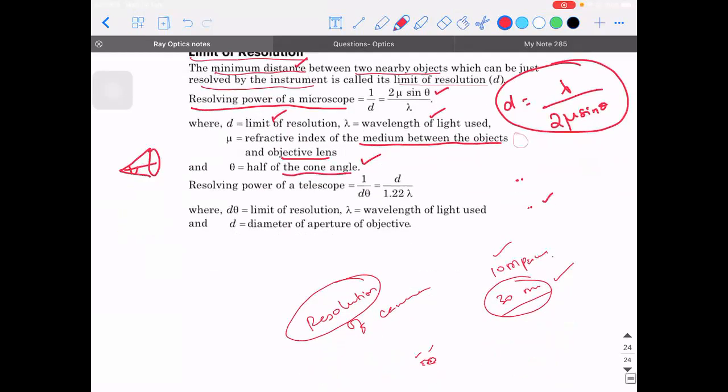Next, the resolving power of a telescope is 1/d theta. That d theta is the limit of resolution. It is not d into theta, it is d theta. It's a differential coefficient. It is equal to d divided by 1.22 times lambda, where d is the diameter of the aperture of the objective, and lambda is the wavelength of the light used, obviously. Clear?